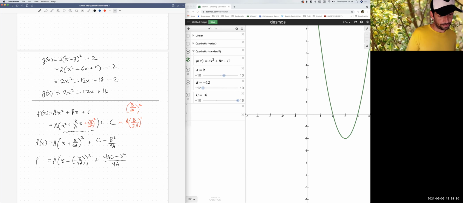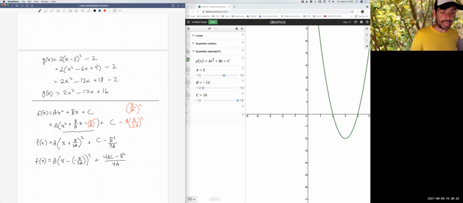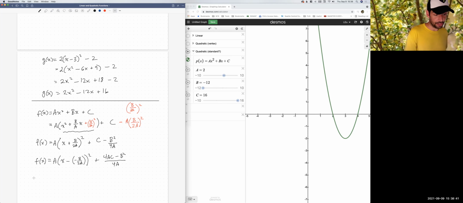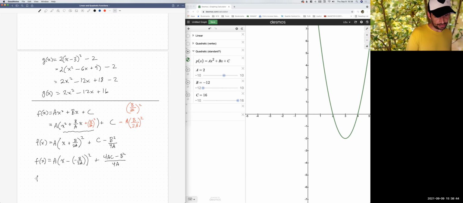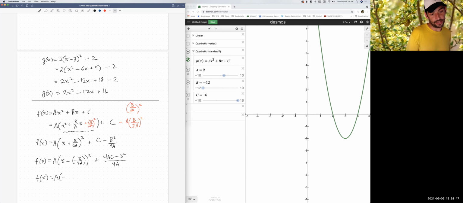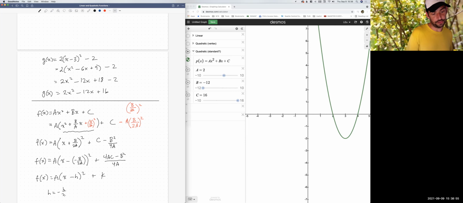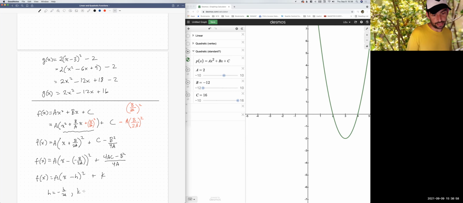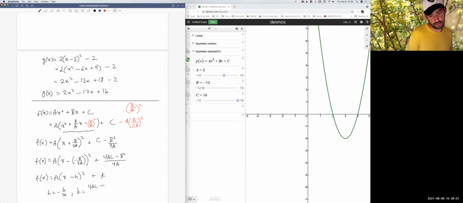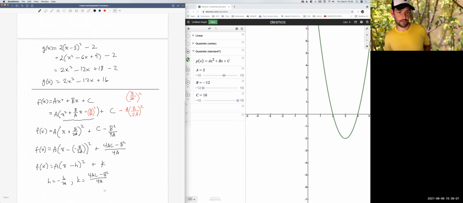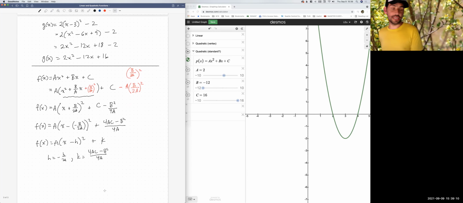Notice what I have here now. I have a times a quantity of x minus some number, plus some number, right? There's a bunch of constants floating around, but if we call these constants, I can rewrite this as a times (x minus h) squared plus k. Here, h is equal to negative b over 2a, and k is equal to 4ac minus b squared all over 4a.